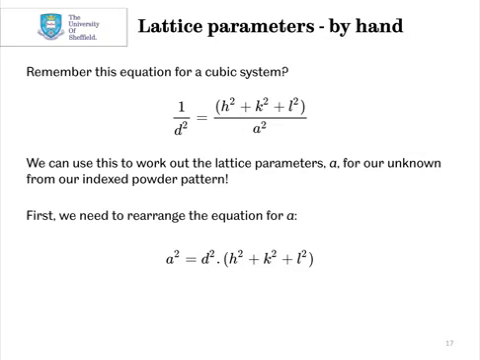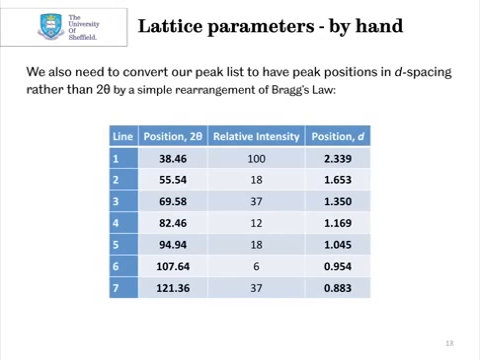First of all, we need to rearrange the equation for a. So it becomes a squared equals d squared times h squared plus k squared plus l squared. We also need to then convert our peak positions from 2 theta into d spacing. This is done by a simple rearrangement of Bragg's law. Again, in the spreadsheet that I'll attach with this, you can see how I've done that in Excel.